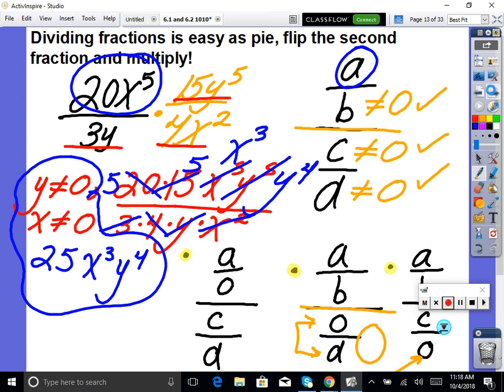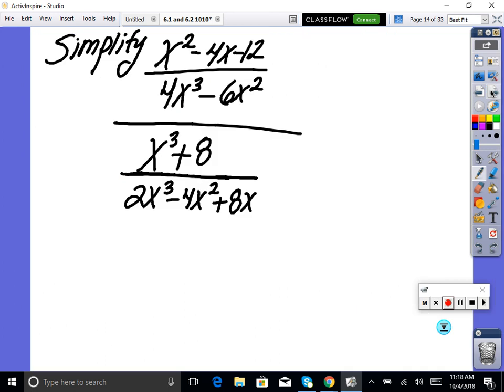Okay, we're almost done with this lesson. So let's just do a couple division problems, maybe even just one, and then we can call it good. So you'd say, okay, dividing fractions is easy as pie. We flip the second and multiply, right? But remember, with division, we've got to restrict everywhere except here, right? Okay, so just keep that in mind.